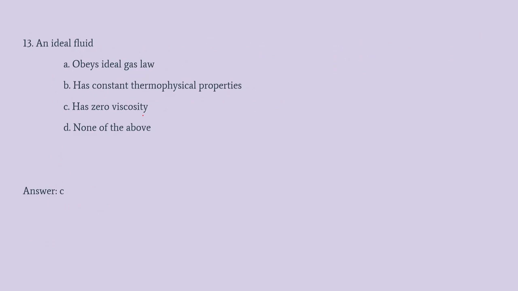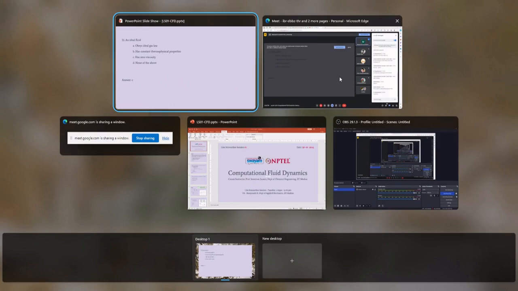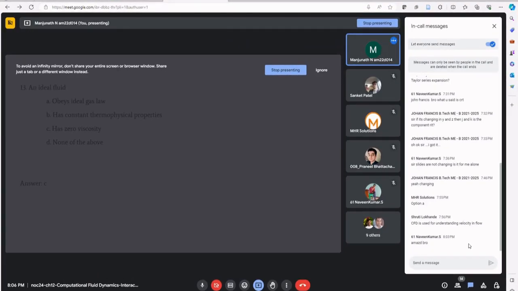And next one, an ideal fluid. I hope you can give me the answer. Anyway, the answer is there, but I hope some of you can interact. Why, or what is an ideal fluid?